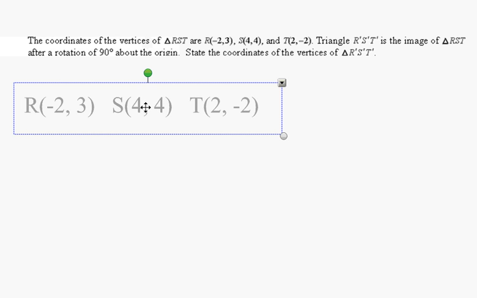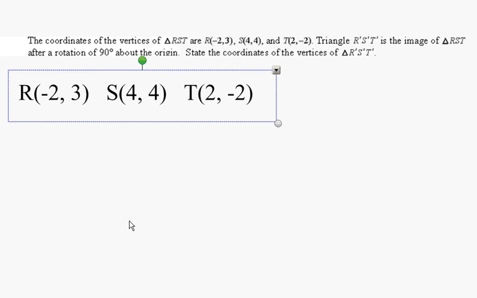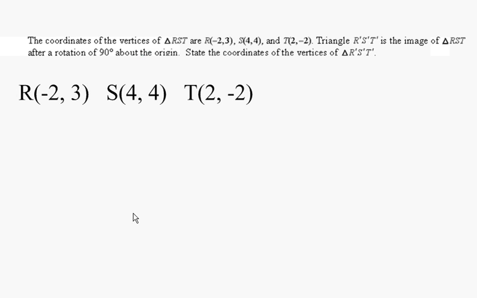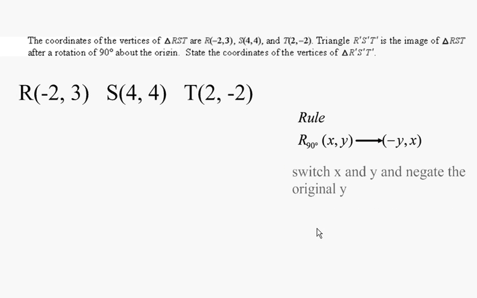Alright, so let's write our original coordinates. And there they are. And let's recall the rule for rotating 90 degrees. There's our rule. What the rule is saying is to switch X and Y and negate the original Y. So let's do it for R. Here's the X coordinate. Here's the Y coordinate. So what we have to do is switch their places and negate the original Y.